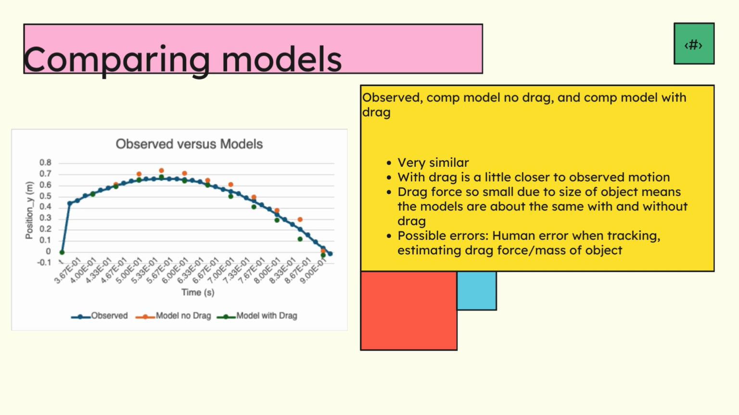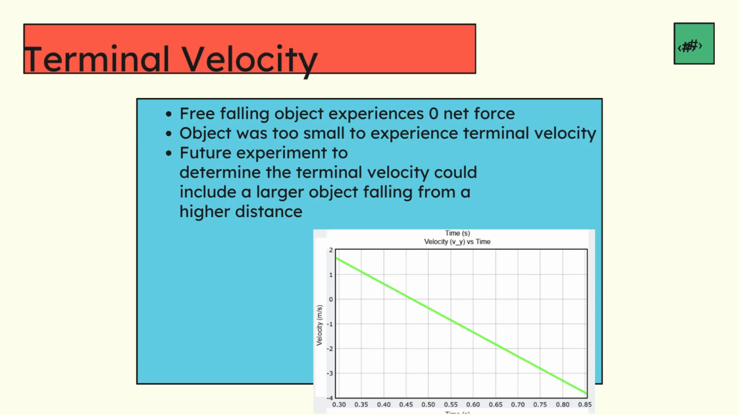Now, possible errors for this graph are that there may have been human error when manually tracking each position, and we also had to estimate our drag force and the mass of the object.